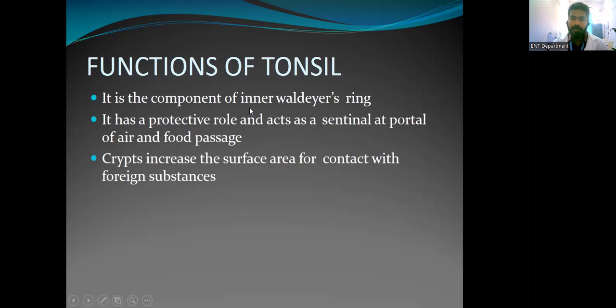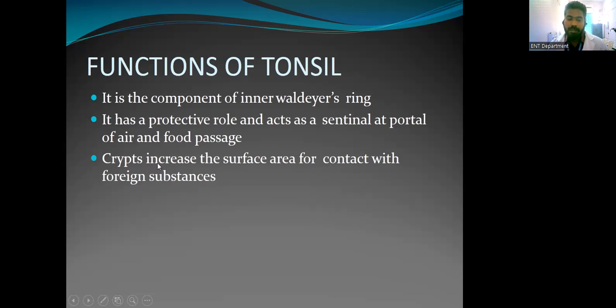So the tonsil has a protective role and acts as a sentinel at the portal of air and food passage. Sentinel means something which comes in contact for the first time. Whatever is entering, be it air or food, it just keeps a check, like if there is any microorganism or something which is not good for the body. And the crypts increase the surface area for contact with foreign substances.